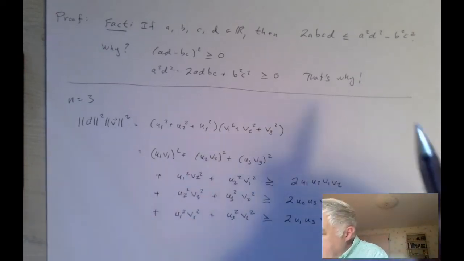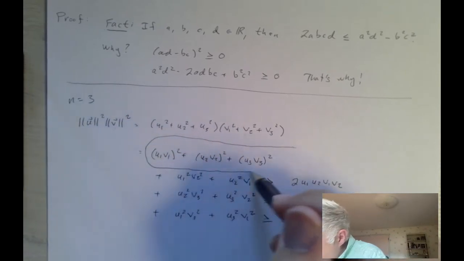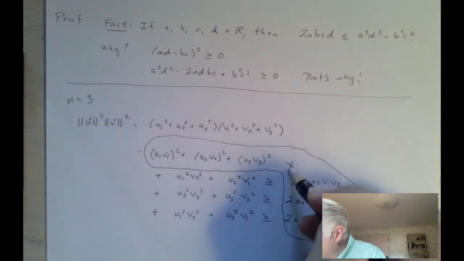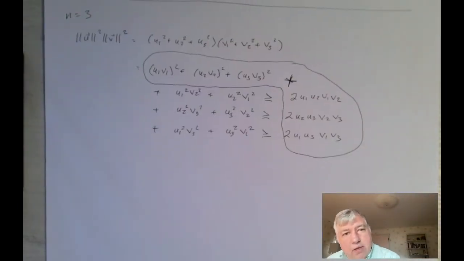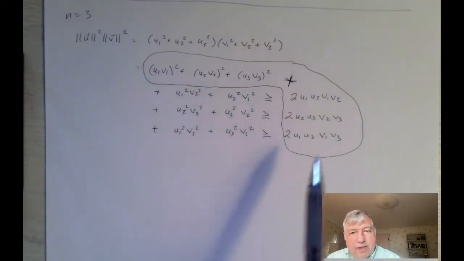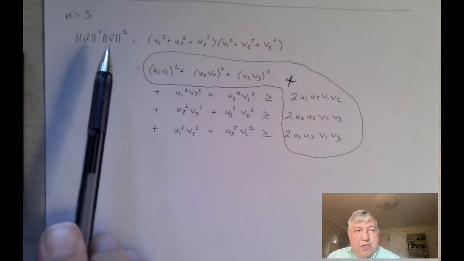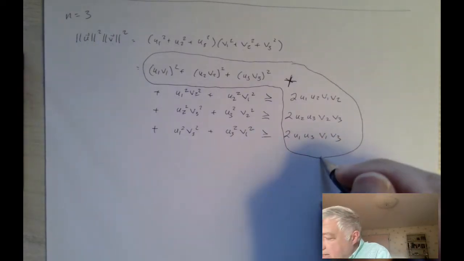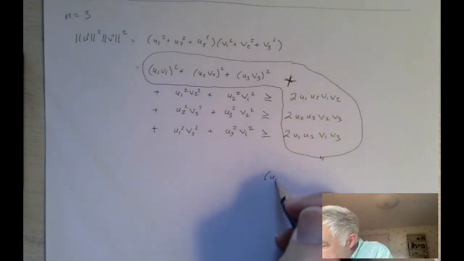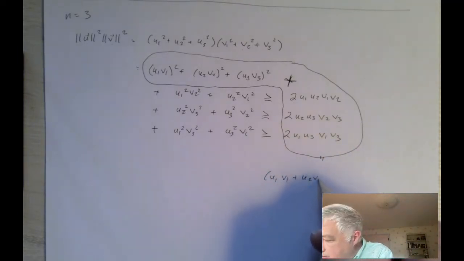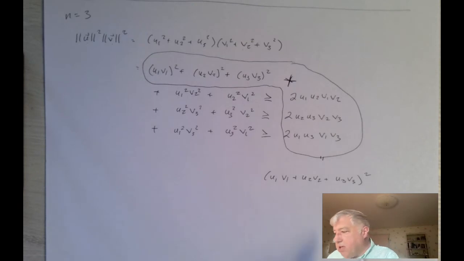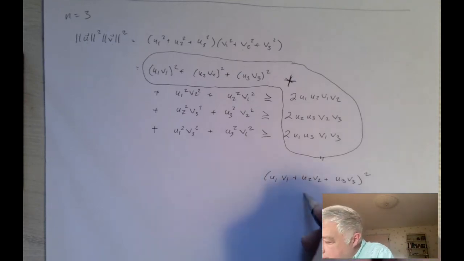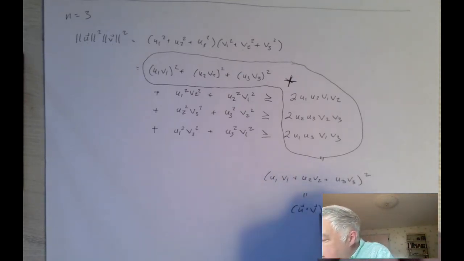And now we're going to take this sum all together here. We're adding these, not multiplying. What we're saying is that this quantity that I've circled is less than or equal to this. And what is this? This actually reduces to (u1 v1 plus u2 v2 plus u3 v3) quantity squared. If you multiply this out, it works. Take my word for it. And this, of course, is the square of u dot v.